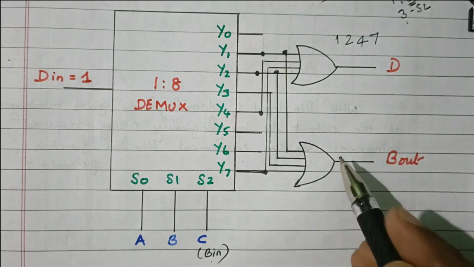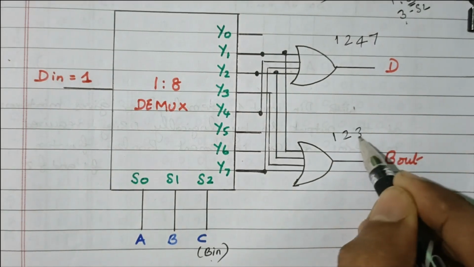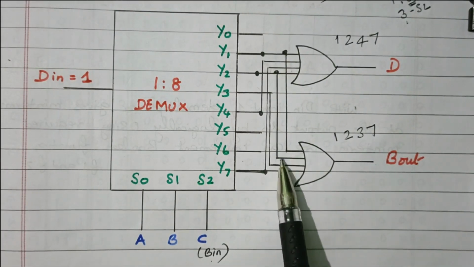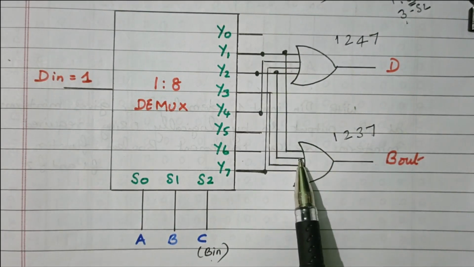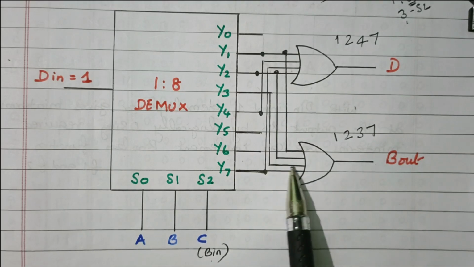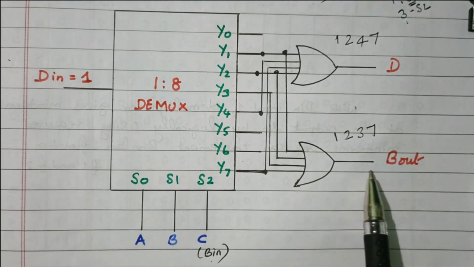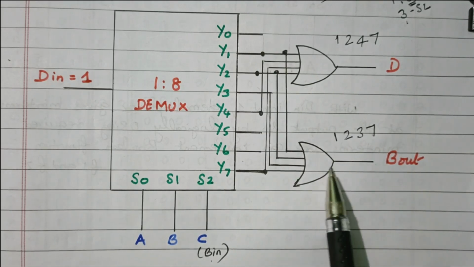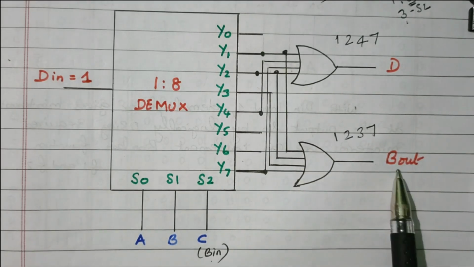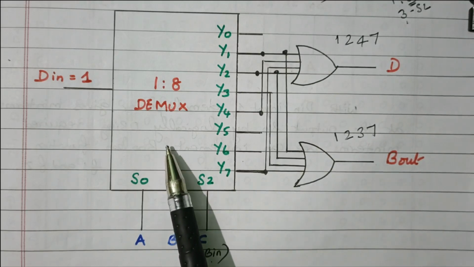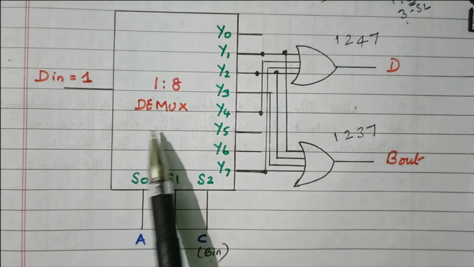Similarly for borrow out, what we need is 1, 2, 3, 7, right? So 1 is connected, 2 is connected, then 3 is connected, then 7 is connected. This is the sum of min terms, so we used an OR gate. We got the borrow out. So we implemented the full subtractor using a demultiplexer.